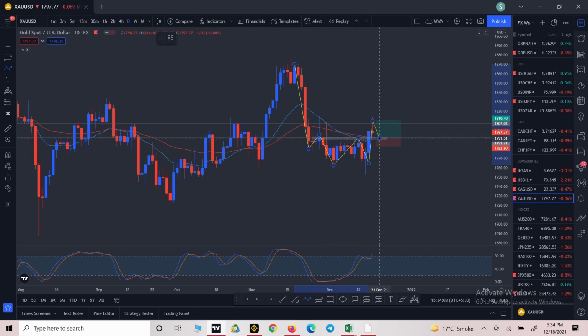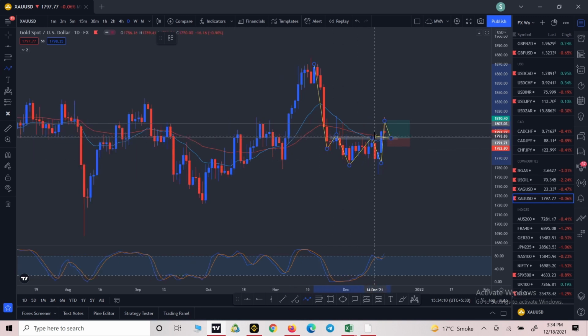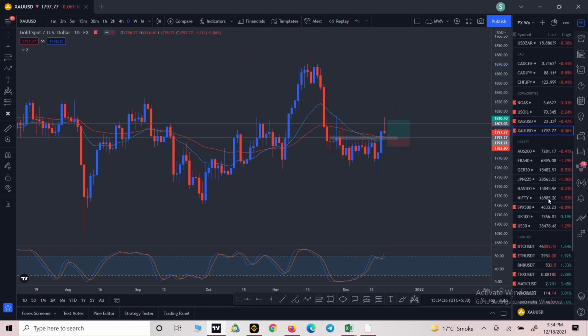So what we are expecting, as we can see, the price broke and closed above the resistance zone. So once the price hits this zone, we can look for some kind of bullish price action to go long in this market. Definitely we want the price to break and close above this. That will be a big hurdle in order to look for more bullish price action in this market. So that's what we are going to expect on the gold.